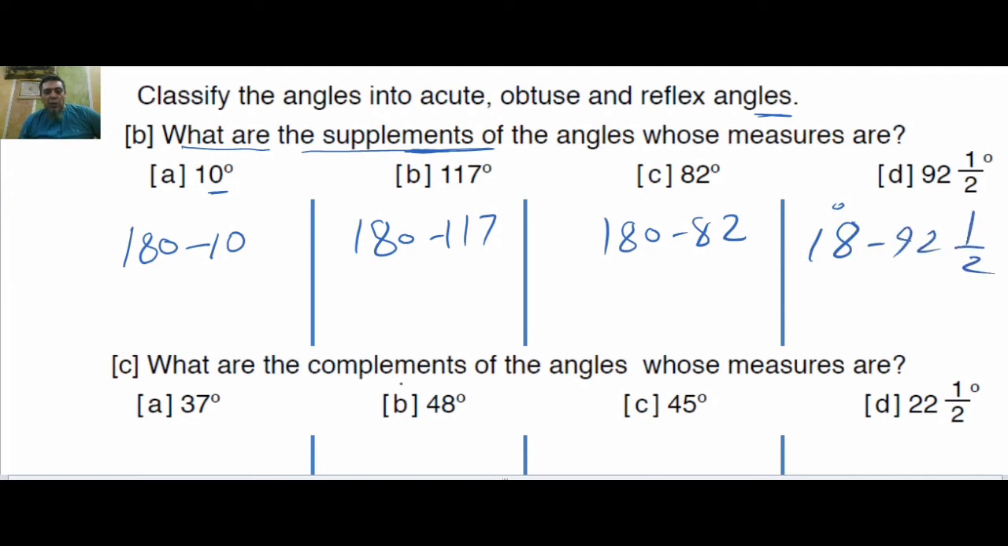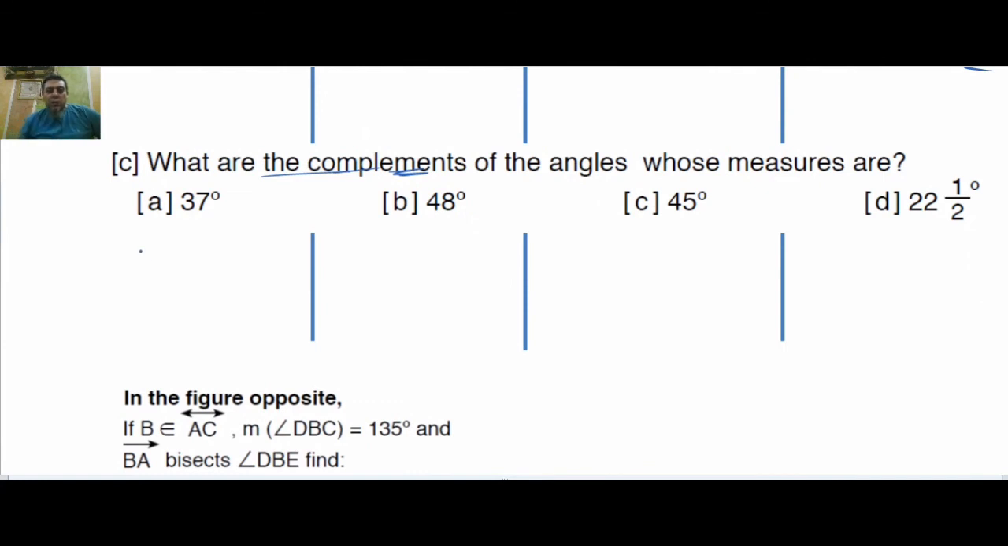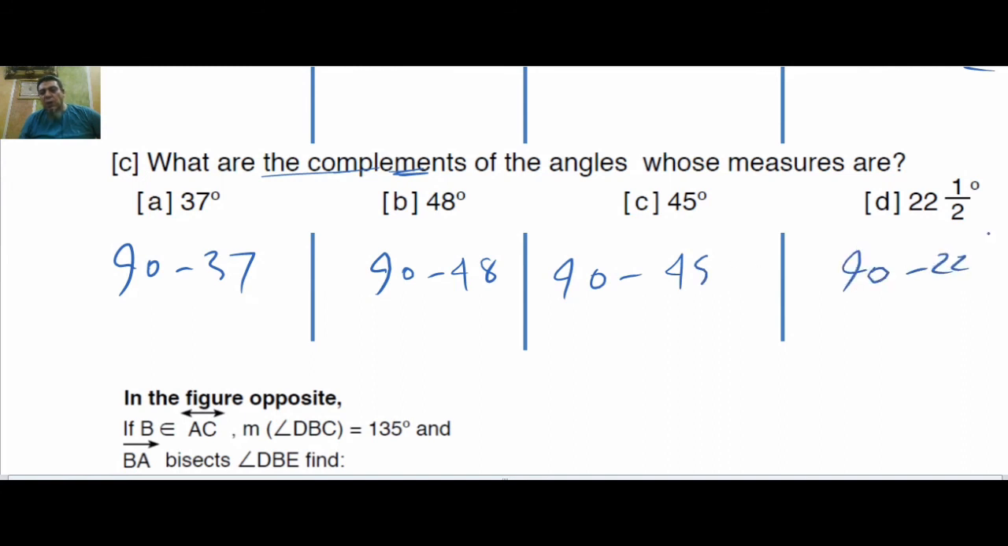The second question, complement. What's the meaning of complementary angles? The two angles whose measures sum to 90 degrees. So 90 minus 37, 90 minus 48, 90 minus 45, 90 minus 22 and a half.